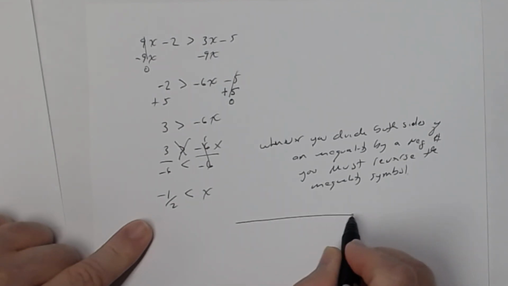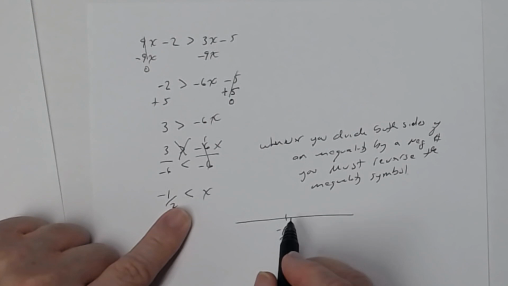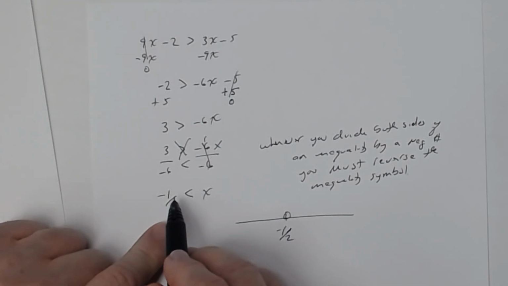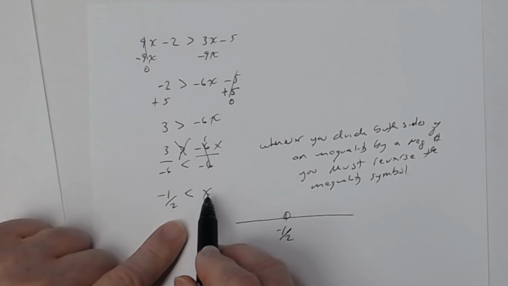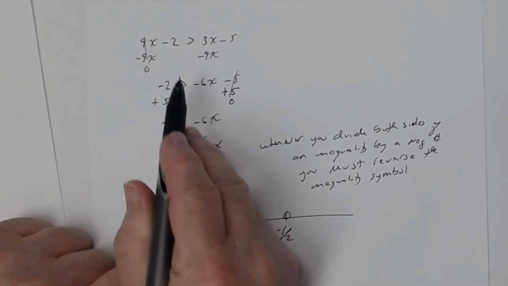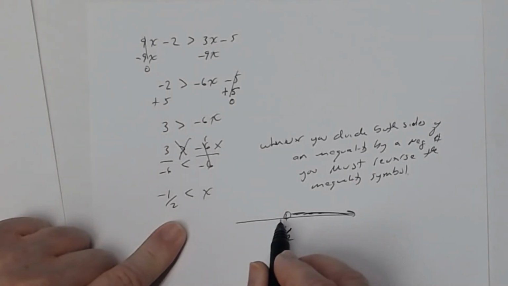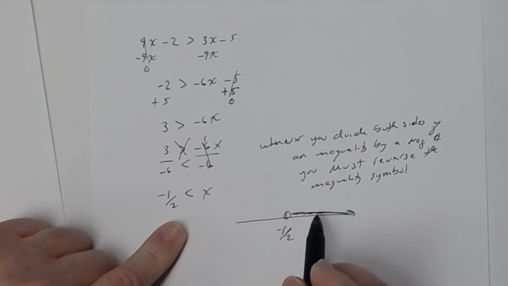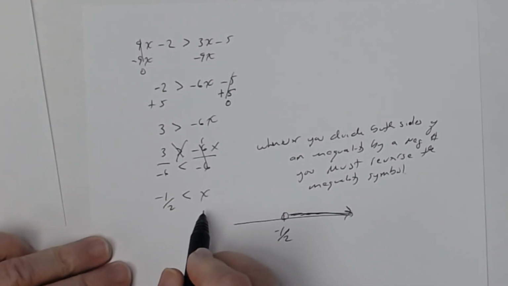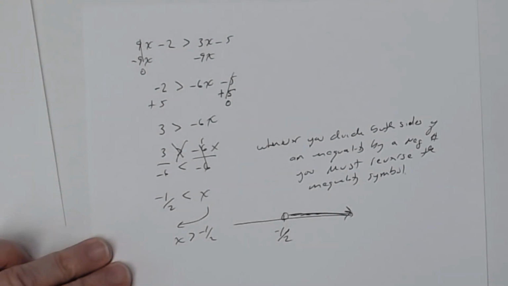Which means this, by the way. So here's negative 1/2. And since there's no equal sign, you could put an open circle. And remember, this means negative 1/2 is the smallest of the solutions to this inequality. So that means all the solutions have to be bigger than this. That's what you see here. So if you write it backwards, this says x is greater than negative 1/2.